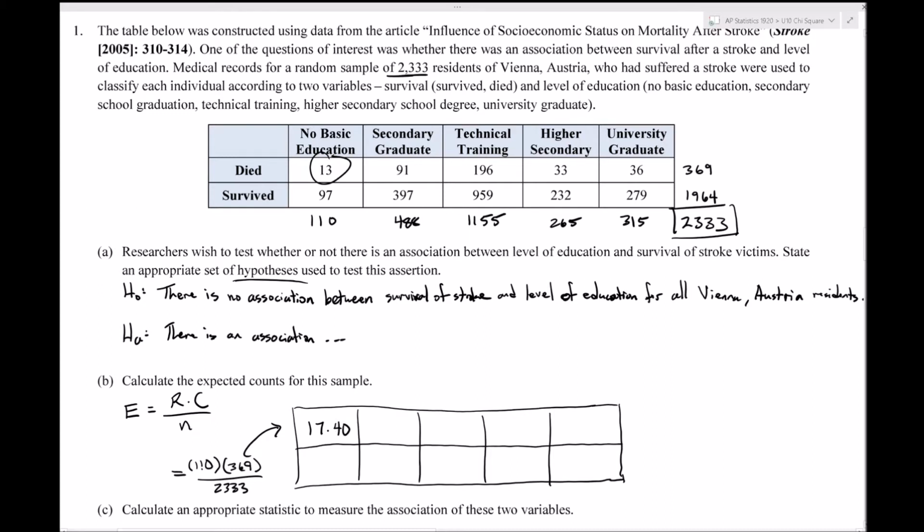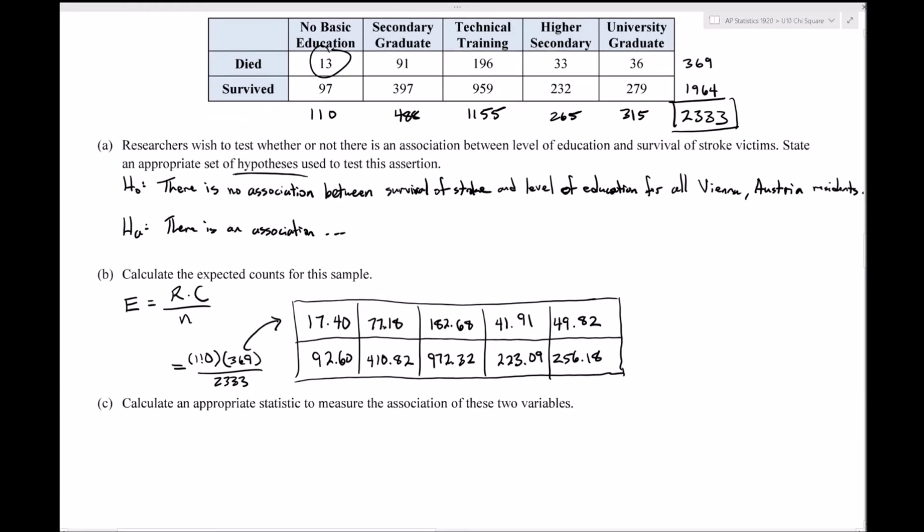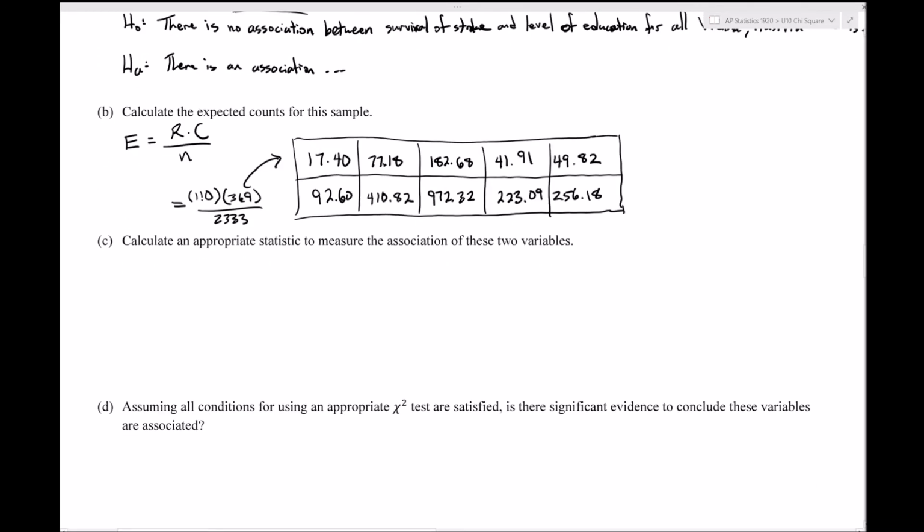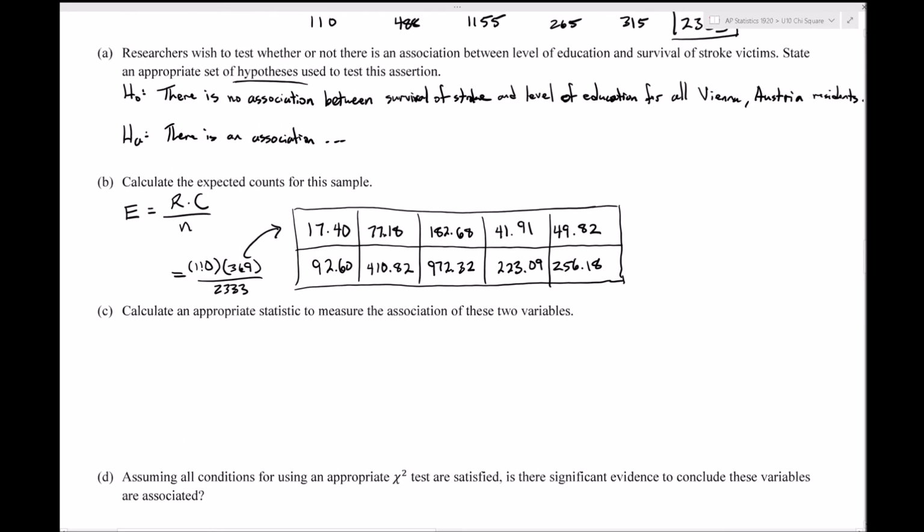Then I'll go ahead and do this with every other one, and I'll just come back once those are all done. And here are the expected counts. So those are all 10 expected counts. Part C: calculate an appropriate statistic to measure the association of these two variables. And we'll go ahead and do that.